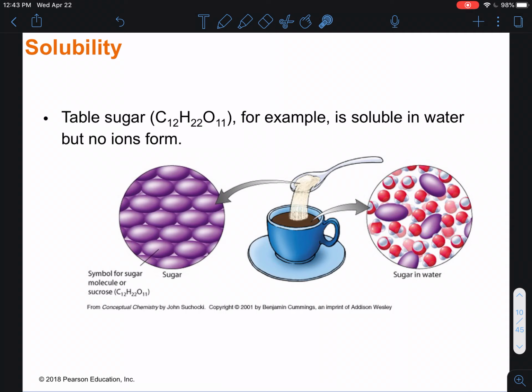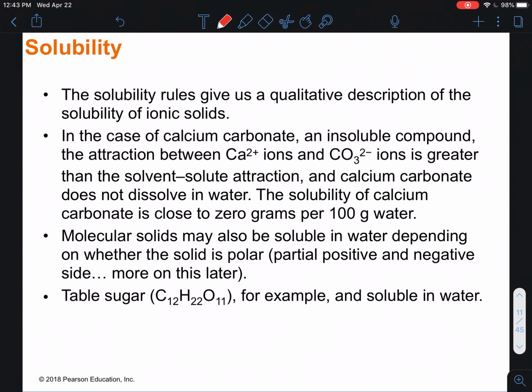But the big take-home message is that the sugar molecule stays intact as a molecular compound, a covalent compound with no charge. And because there's no charge, it doesn't form an ion, and therefore it doesn't conduct electricity.